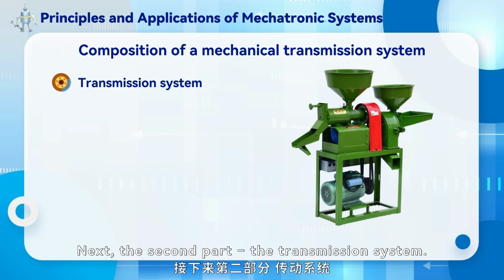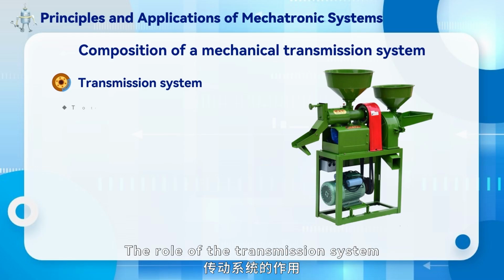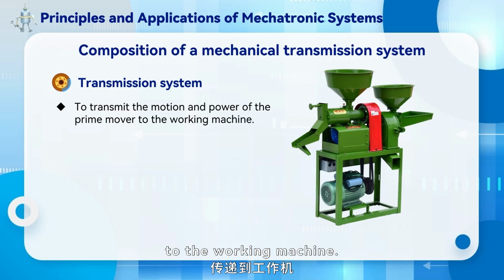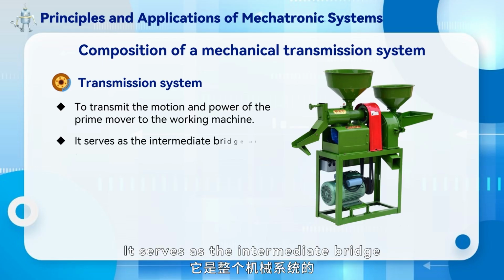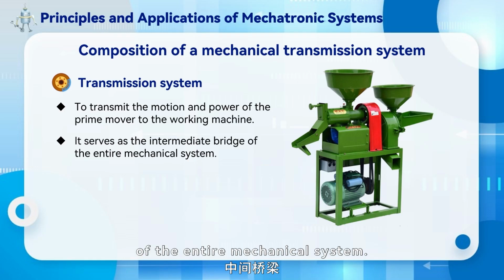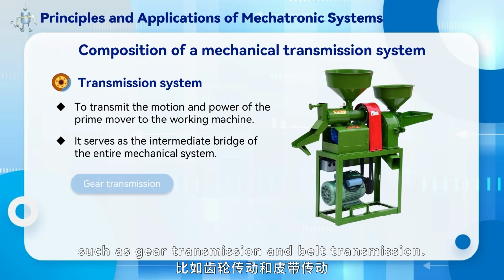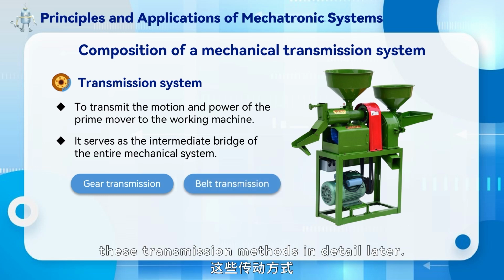Next, the second part, the transmission system. The role of the transmission system is to transmit the motion and power of the prime mover to the working machine. It serves as the intermediate bridge of the entire mechanical system. Here, several common transmission types are shown, such as gear transmission and belt transmission. We will study these transmission methods in detail later.